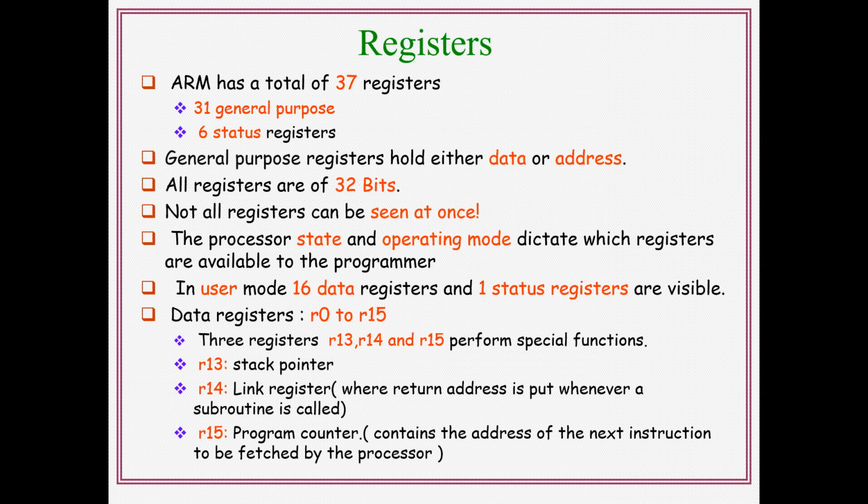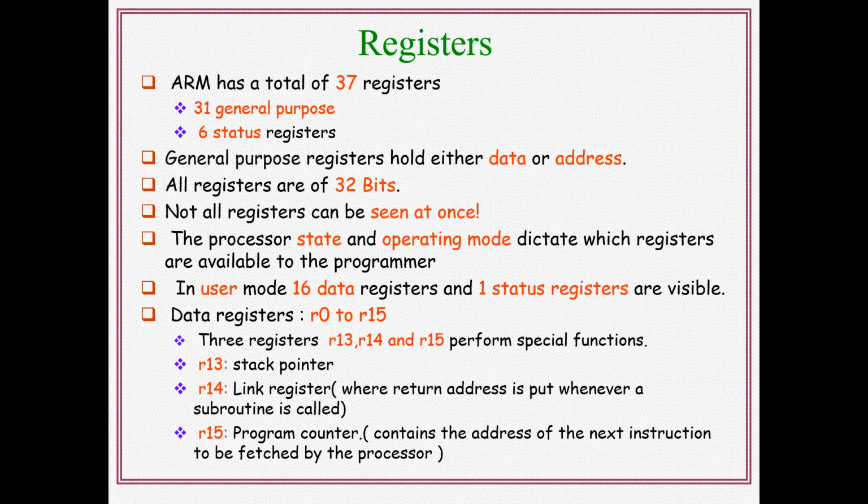In this session, we will discuss the register organization of ARM. ARM has a total of 37 registers. Of these 37 registers, 31 are general purpose registers and 6 are status registers. The general purpose registers hold either data or addresses. All registers are 32 bits because ARM is a 32-bit architecture.